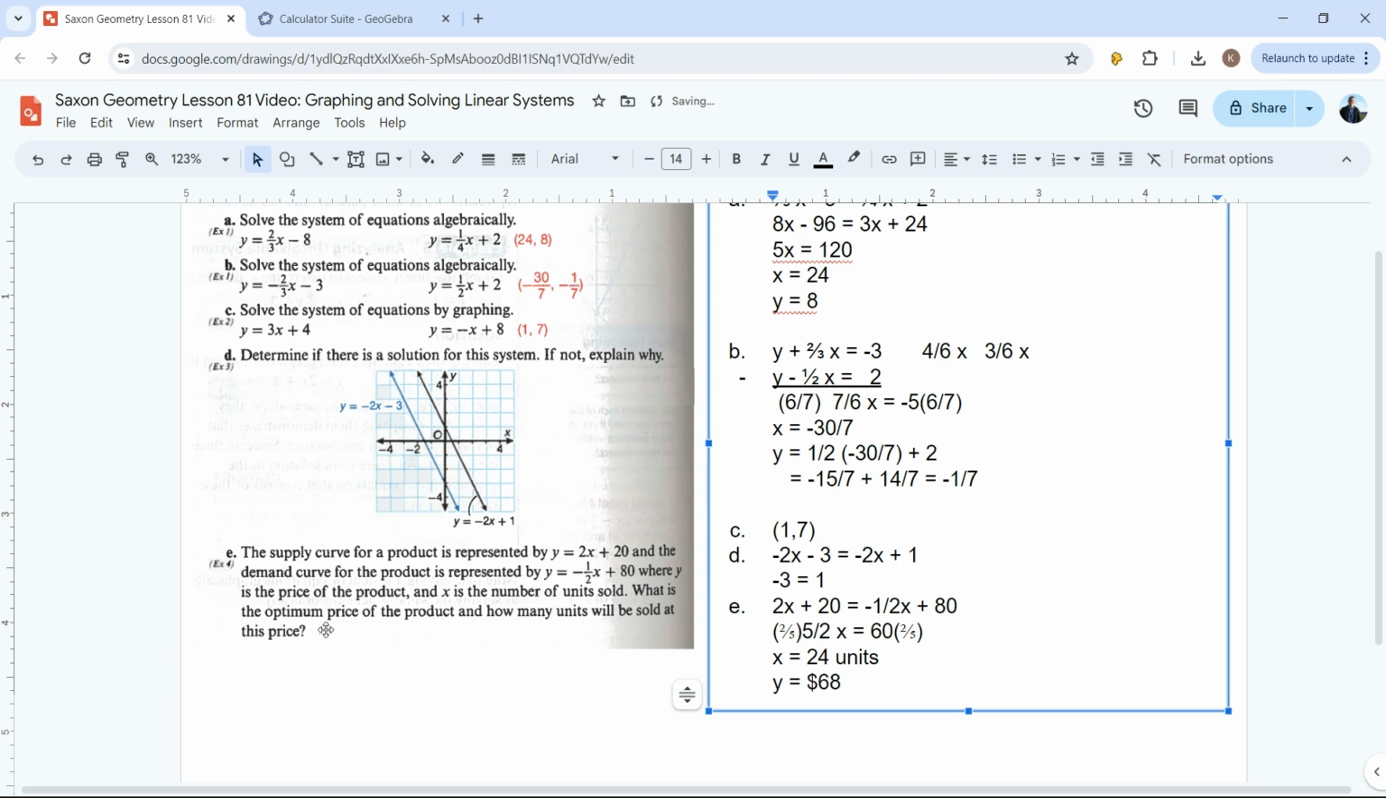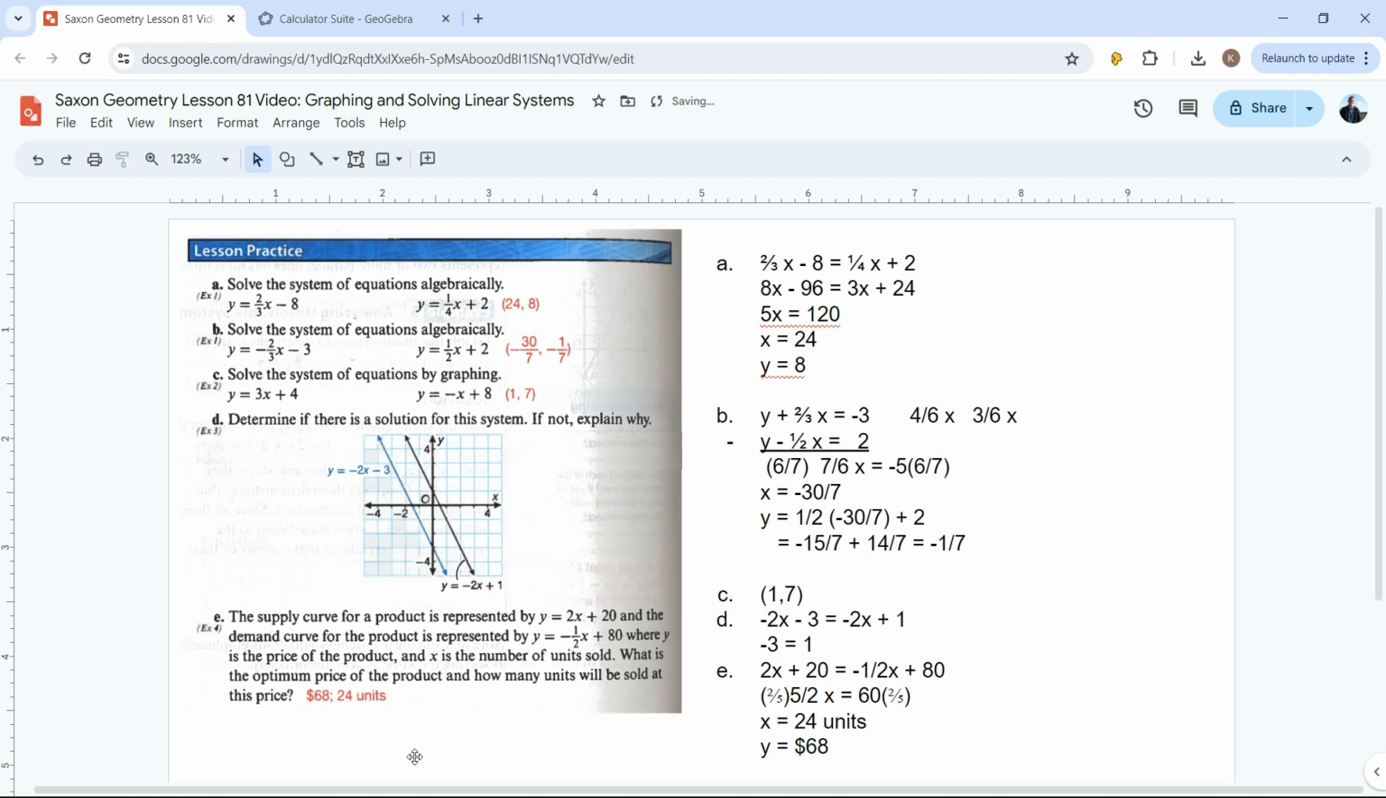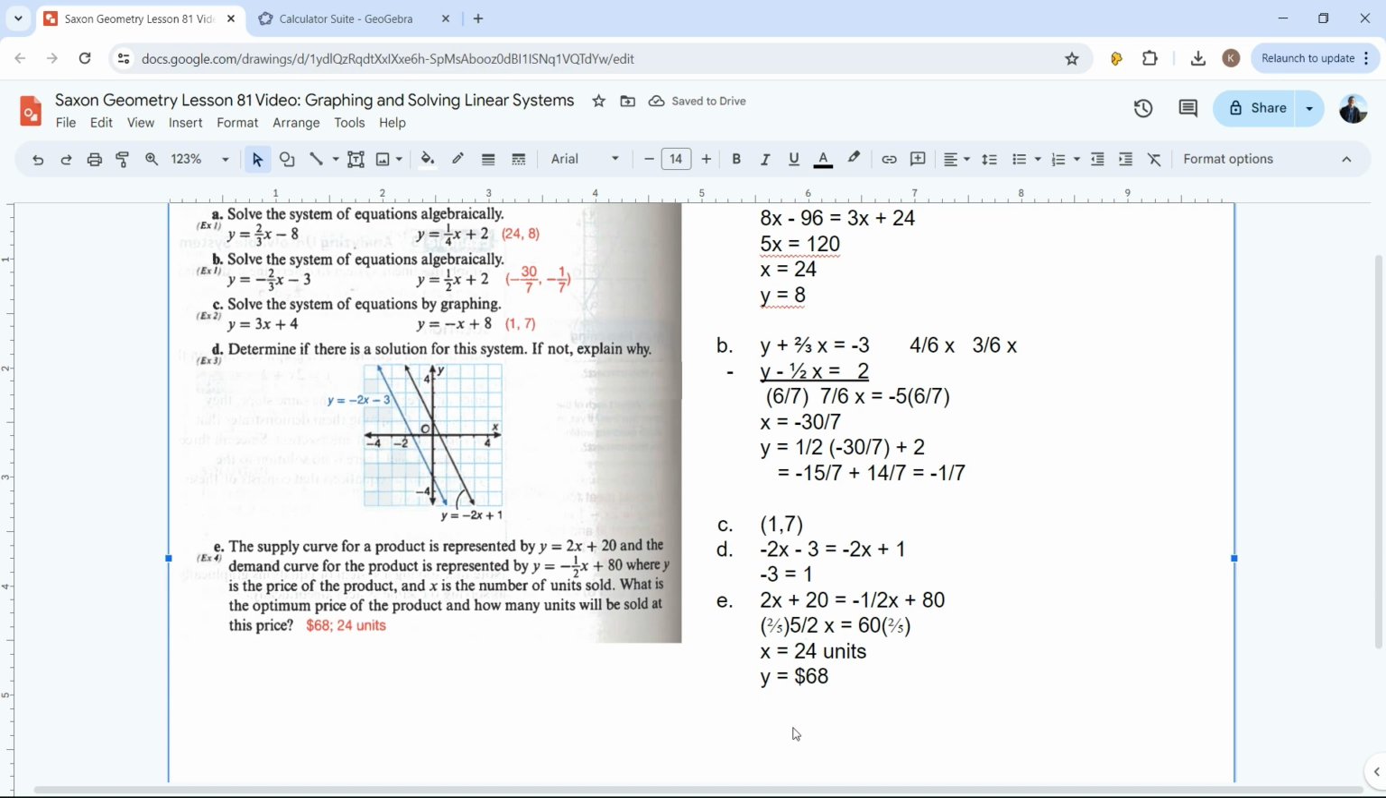Let's see if we've solved this correctly, and it looks like we have. All right, and that is how you work these sorts of problems. You can do the problem set for next time.